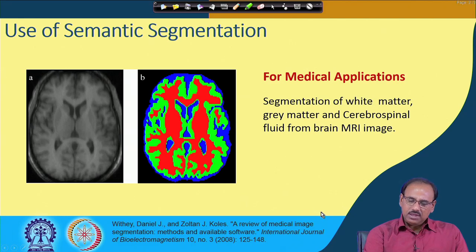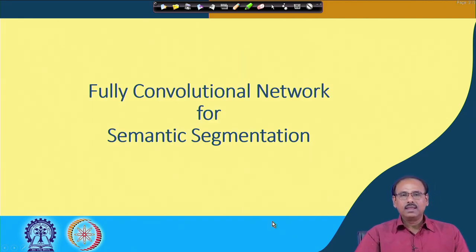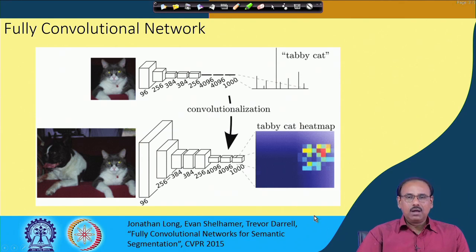So, given these two applications, now let us come to an approach of fully convolutional network, or fully convolutional neural network, used for semantic segmentation purpose. The work that I am going to present here was presented in CVPR 2015 by Jonathan Long and colleagues.